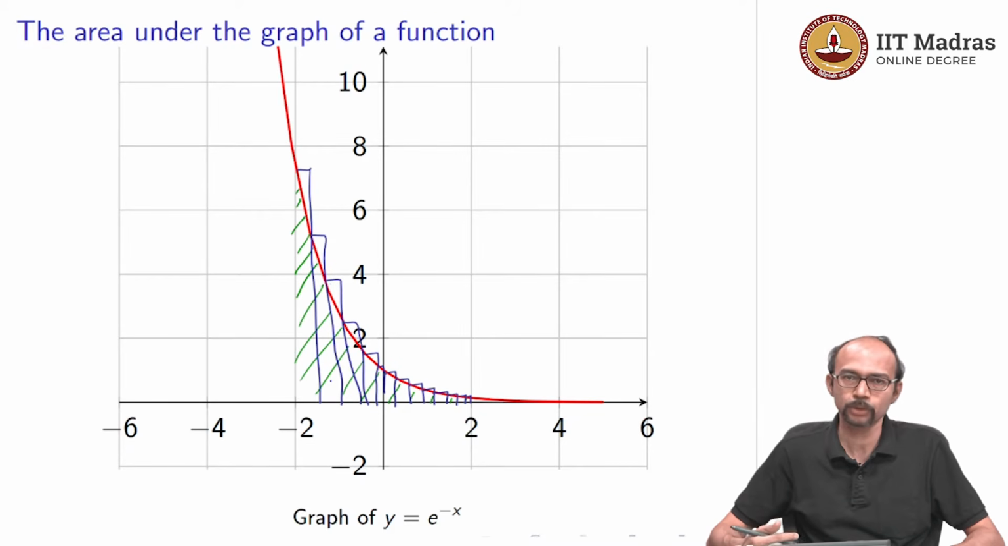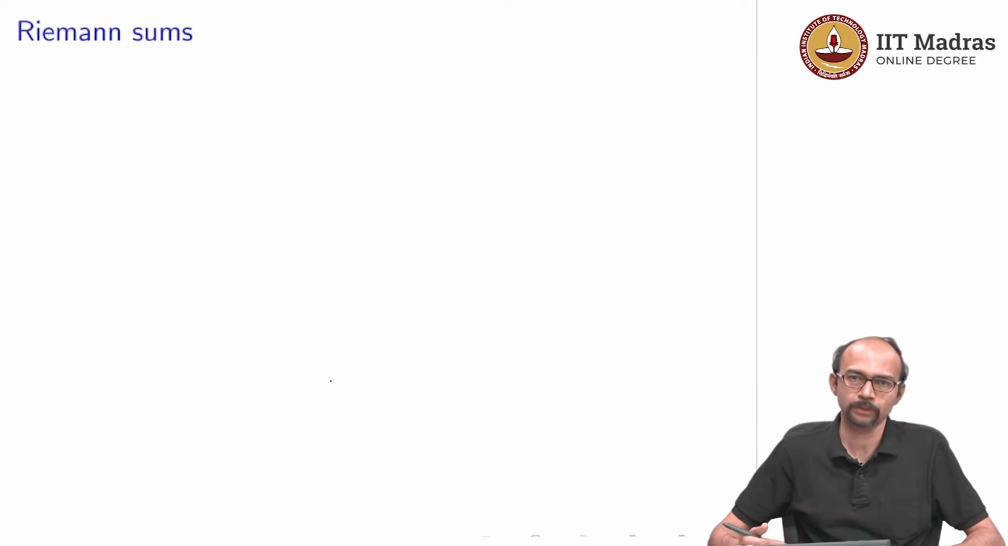This process was formally introduced in the 1800s or 1900s, and there is a name for these kinds of sums. They are called Riemann sums. I am going to describe whatever I did in our previous slide in a more mathematical way.